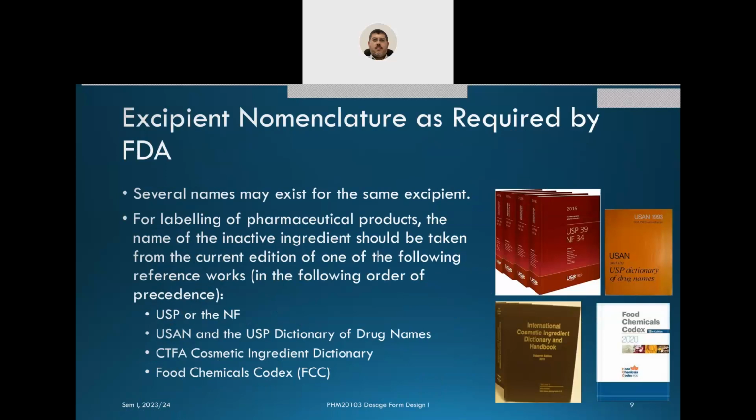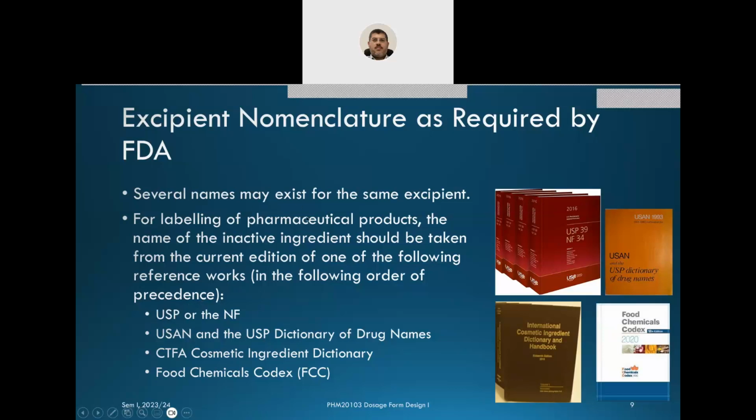So these excipients usually carry different names. Several names may exist for the same excipient. So how am I going to use the name of the excipient? Each country has its own regulations. When it comes to the US, the regulatory body, which is the FDA, requires excipient nomenclature to follow a certain order of precedence. And Malaysia also has similar regulations.